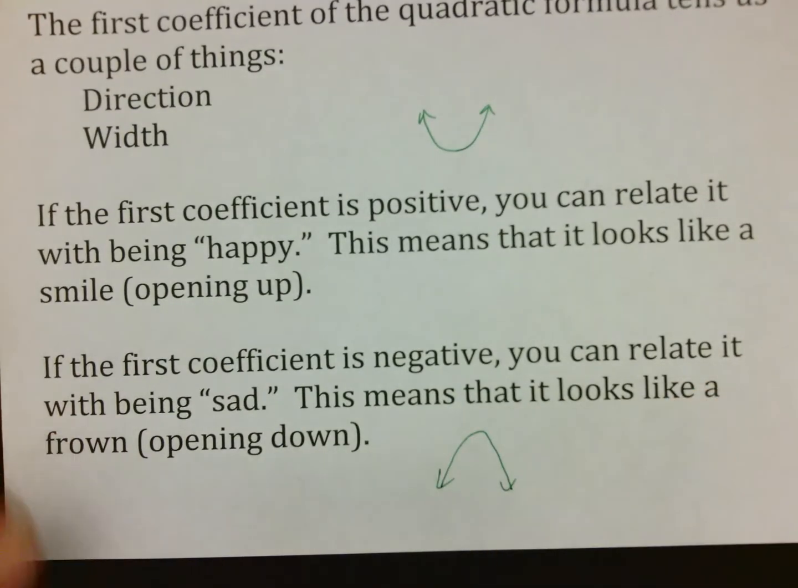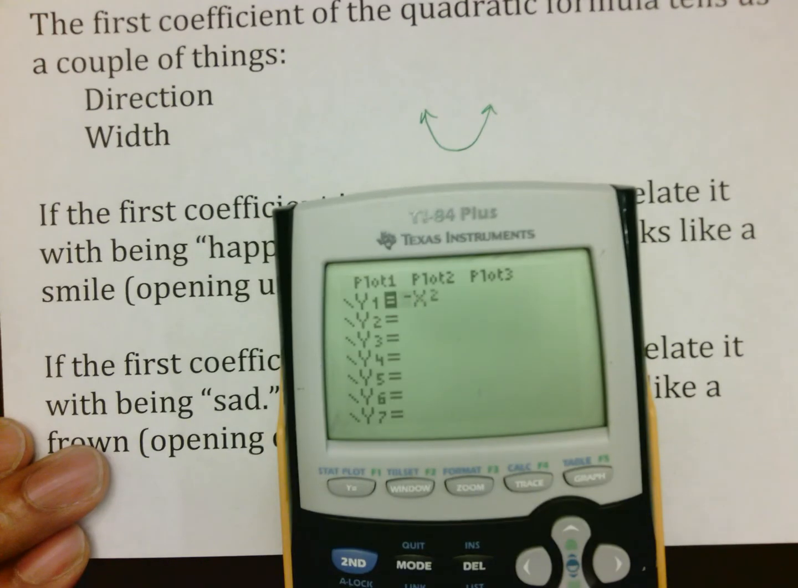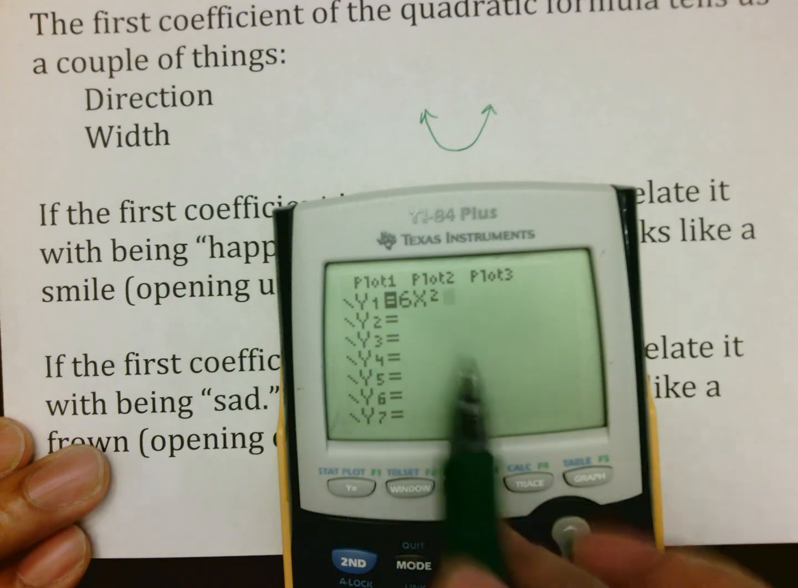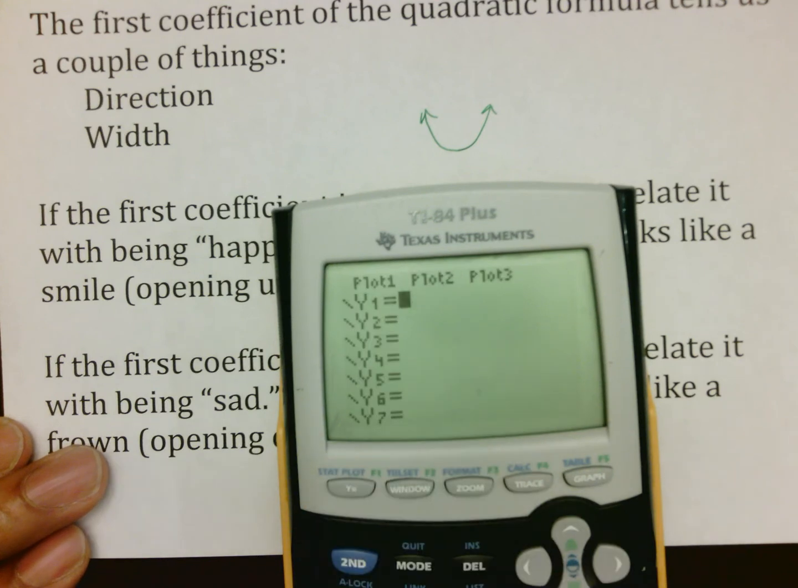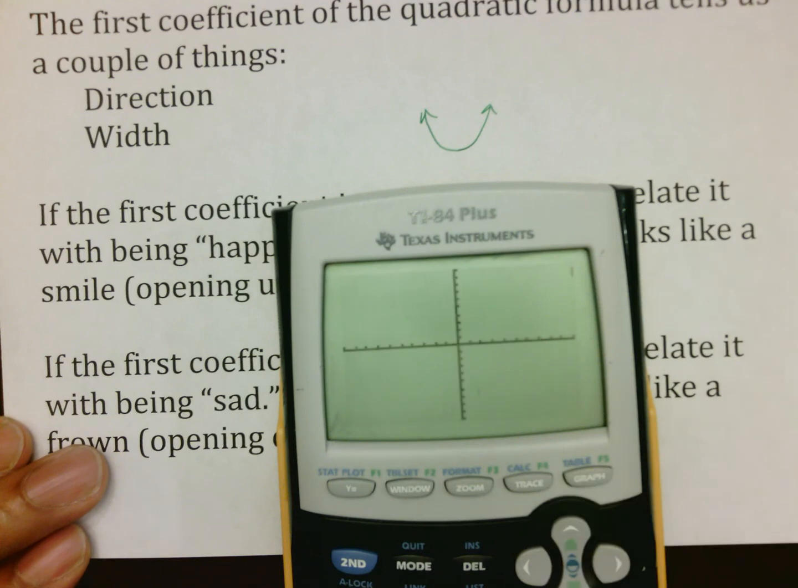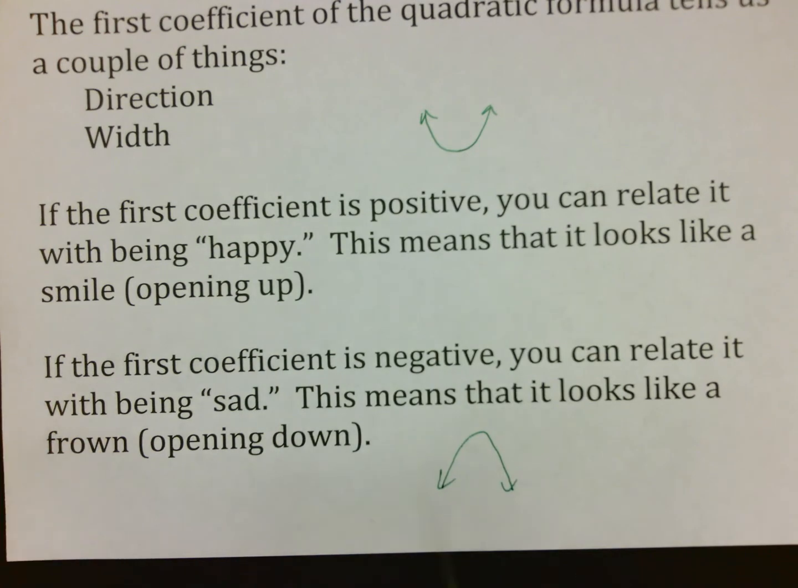If you think about the graph itself, if I go to my graph here, go to my y equals and put y equals 6x squared, notice that 6 is positive, so when I graph it, it should look like a smile, or at least some sort of smiling shape. If I go back and type in y equals negative 3x squared, that should be a sad one, which, if you look at it, opens down. So again, that first coefficient, that A, tells us the direction of the graph. That's the first thing it tells us.